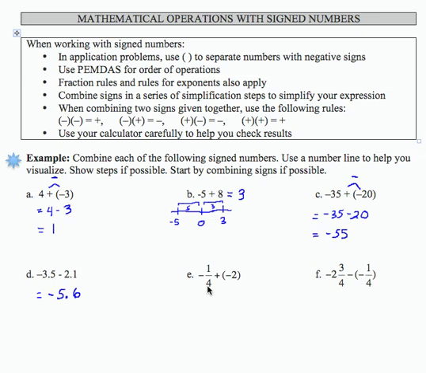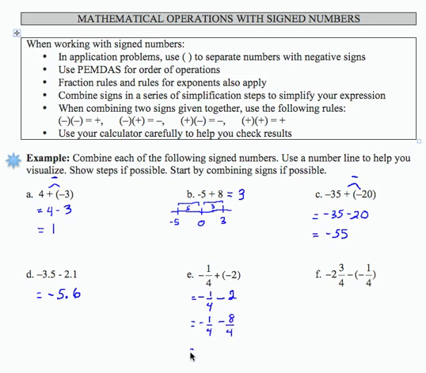This one is a little trickier here. Negative 1/4 plus a negative 2. What I'm going to do is I'm going to reconcile the signs. So I have negative 1/4 plus a negative becomes a negative 2. Then I can rewrite 2 with the common denominator of 4. That's going to be 8/4.